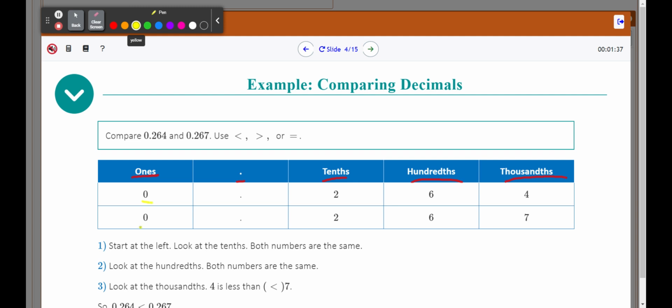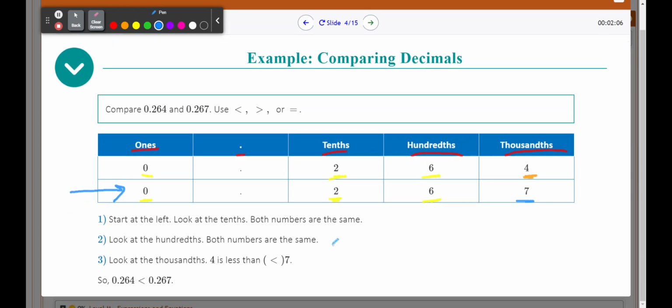Well, in the one spot, I see 0 and 0. Got to keep going. In the tenths spot, I see 2 and 2. Got to keep going. In the hundredths spot, I see 6 and 6. Got to keep going. Here I see a 4 and I see a 7. Well, 7's bigger than 4. So since the 7 is bigger than the 4, that means the second number is bigger than the first number. Therefore, 0.264 is less than 0.267.